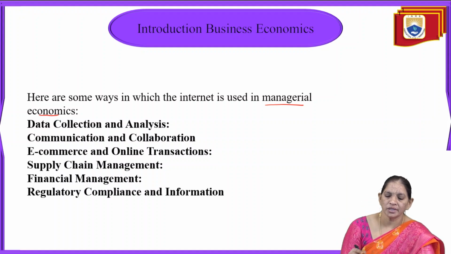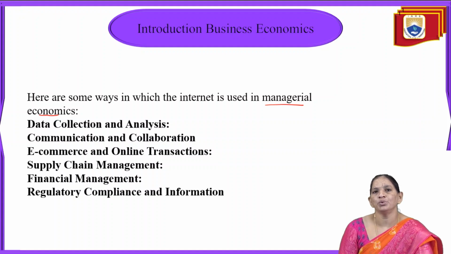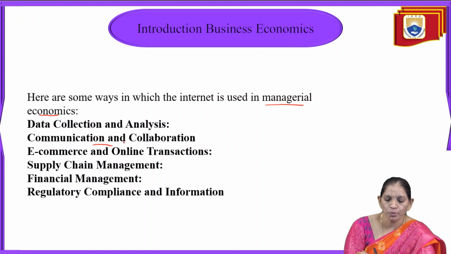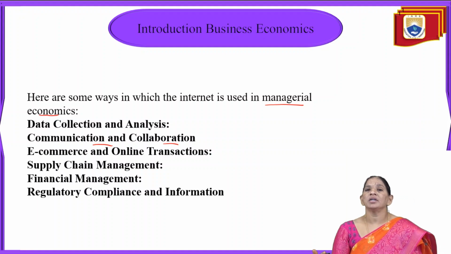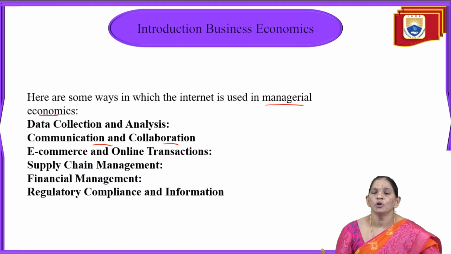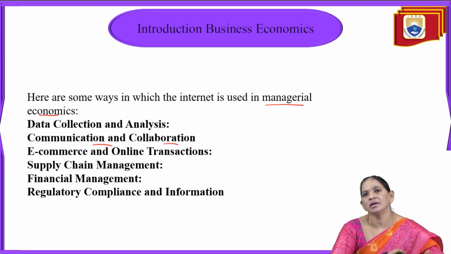The internet is also helpful in decision making relating to communication and collaboration. Different types of information we can communicate, analyze, and identify solutions from, and we can collaborate. In one place I can get one type of answer and in another place I can get another type of answer, so I can collaborate all the answers for my best utilization.